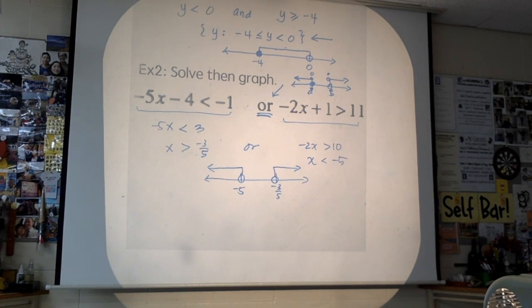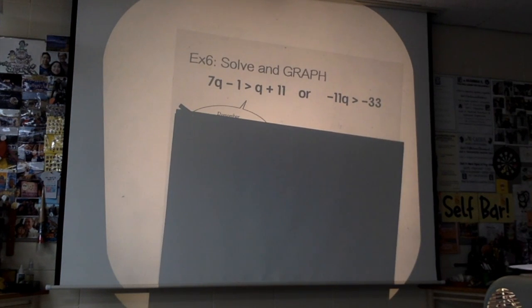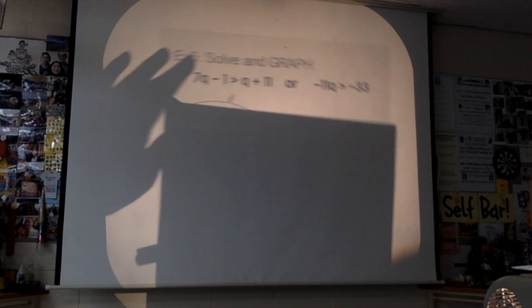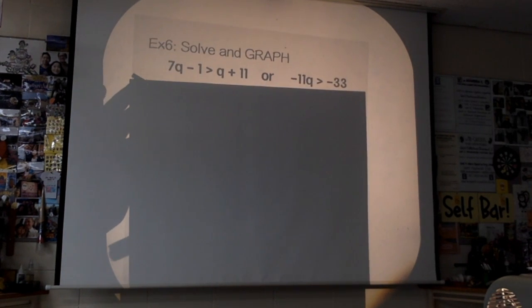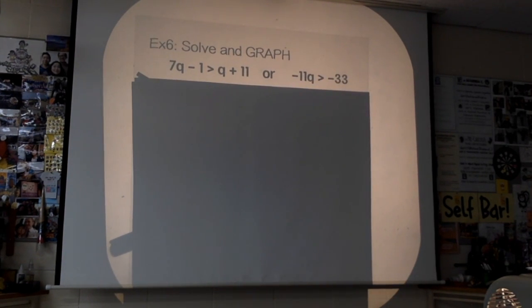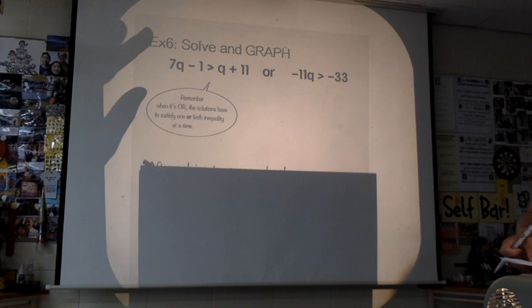Example 6, I think, is a good one. I'm going to take this away, guys. Example 6 looks like this. I don't want to overwhelm you, so I'm going to show you this guy here. So guys, let's try this. Solve, then graph: 7q minus 1 greater than q plus 11, or negative 11q greater than negative 33. All right, so let's solve them.